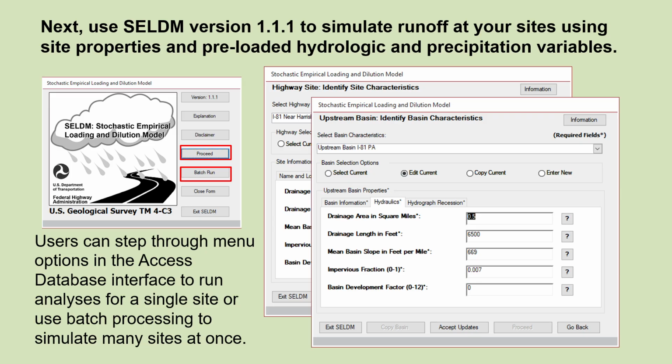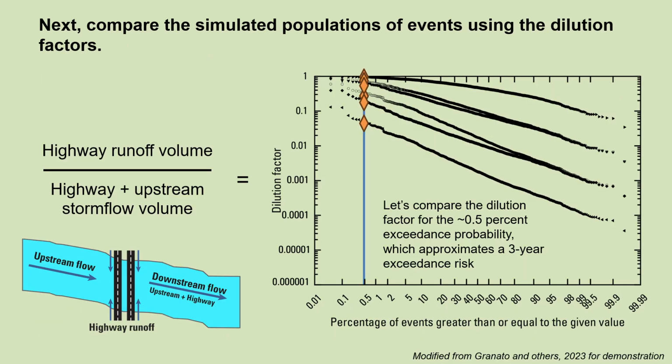The upstream basin and highway site forms within SELDM show the input variables for drainage area, the main channel length and slope, as well as the imperviousness. So you can see that those characteristics that we draw from StreamStats can directly be input to SELDM.